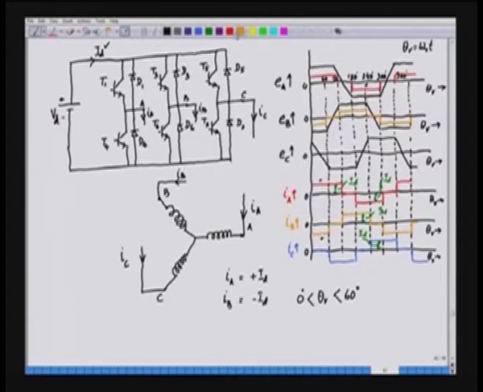So, in the first 60 degree we see that IA is positive, but IB is negative. It means for the first 60 degree the transistor T1 is conducting. So, the current is flowing like this to IA to this particular phase, and it is returning through phase B and through the transistor T6. So, for this particular region 0 to 60 degree, we can say that T1 and T6 are operated, so that IA is positive and IB is negative.